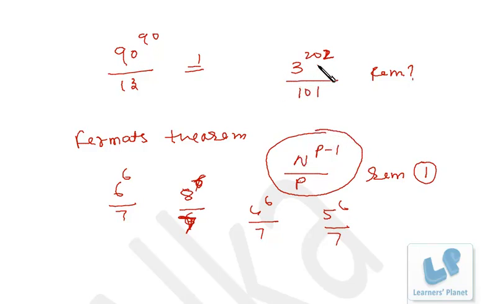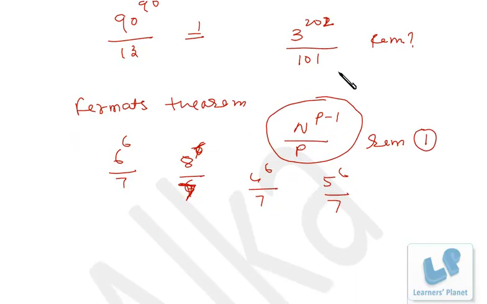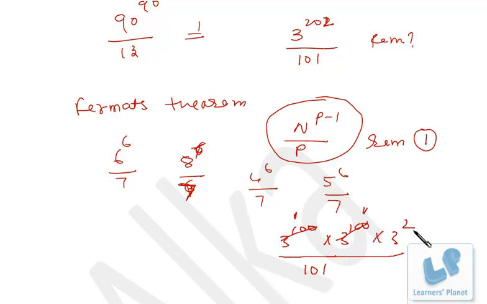Now in that case, this is 202. So that's actually 3 raised to 100 into 3 raised to 100 into 3 raised to 2, right? Now 3 raised to 100, this is actually 101 minus 1, right? So 3 raised to 100 divided by 101, the remainder will be 1. Here also the remainder is 1 and this is 9. So 1 into 1 into 9, the final remainder will be 9 in this case. So if you know Fermat's theorem, it will be very easy for you, just a matter of 20 seconds. Okay, I hope you are getting it. Just note it down.